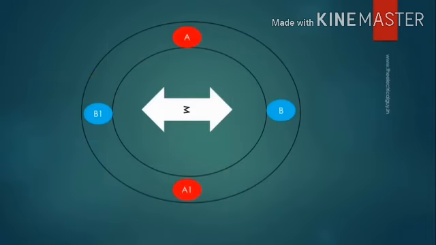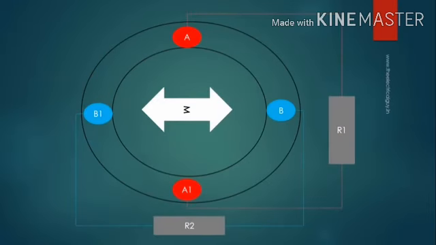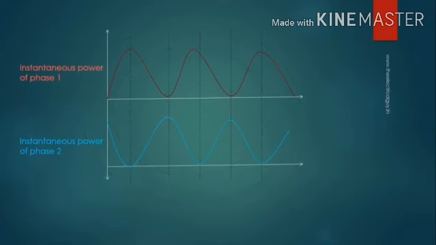Now let me connect identical resistors across both the windings. Currents IR1 and IR2 will start flowing through the resistors. These currents are in phase with their respective voltages, and hence they are also out of phase with each other by 90 degrees. The instantaneous power of both the resistors is as shown.